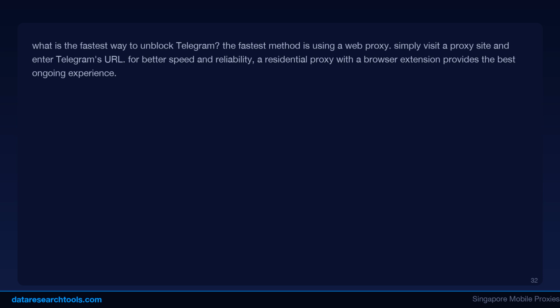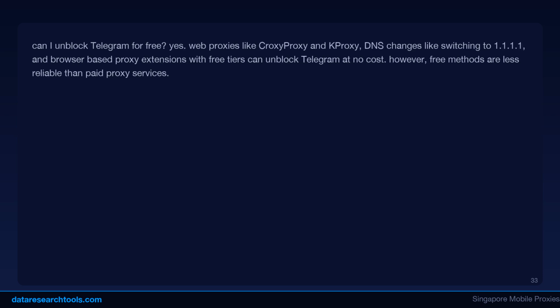What is the fastest way to unblock Telegram? The fastest method is using a web proxy. Simply visit a proxy site and enter Telegram's URL. For better speed and reliability, a residential proxy with a browser extension provides the best ongoing experience.